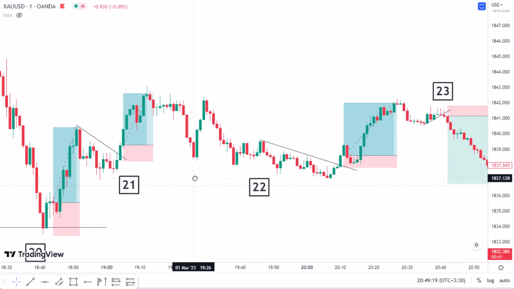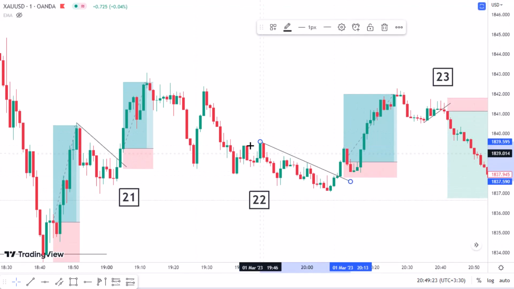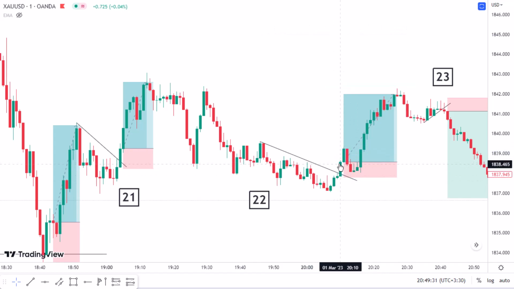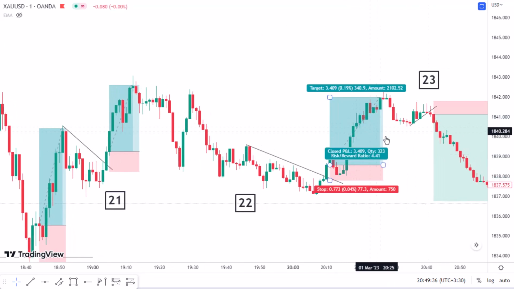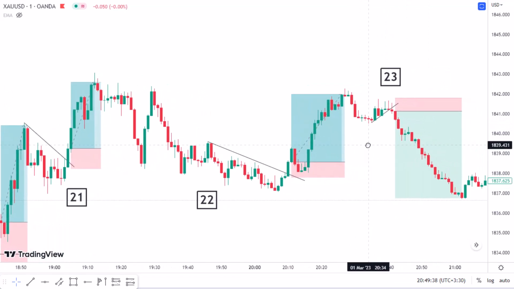On trade 22, we have a trend line here which was like this with 2 touches, and the third time it cannot break it here, we extend it, and it breaks it with this candle. We enter the buy position, put our stop loss below the candle, and it gives us a reward of 4.4.